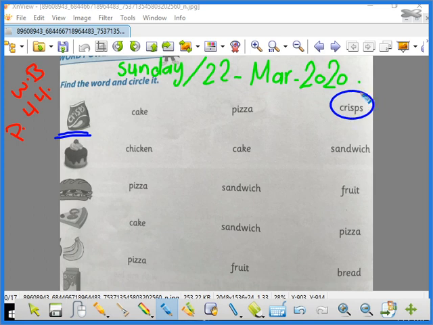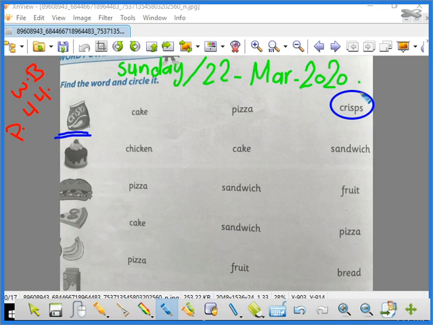I will count 3, 2, 1 to answer. رح أعد 3, 2, 1 عشان تاخد 3 ثواني وتقدر فيها تجاوب على السؤال.